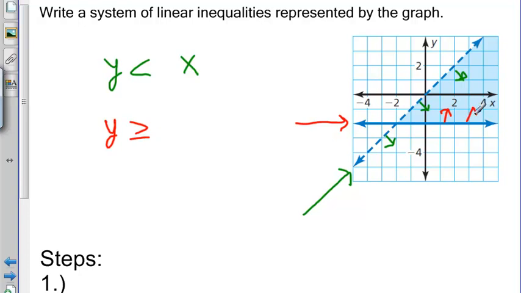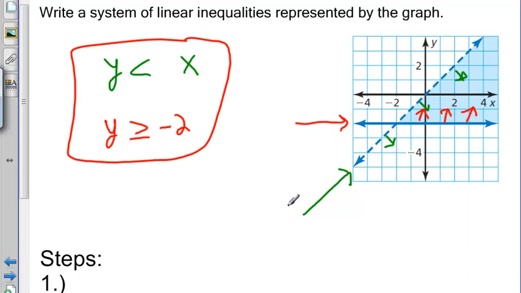It's above the line. It's a solid line. Above is greater. Solid is a line underneath. And the y value is -2. So this is actually the system of inequalities that you're dealing with, okay?